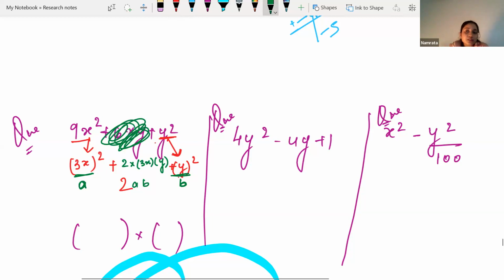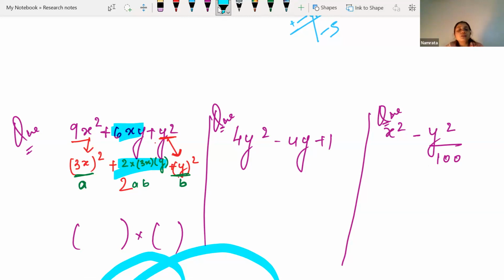Now I will be matching it with the question. This one is what I have made by myself. I will be matching this with the question: is it the same or not? If it is the same, then we are on the right track. If it is not the same, then we are making some mistake over here.